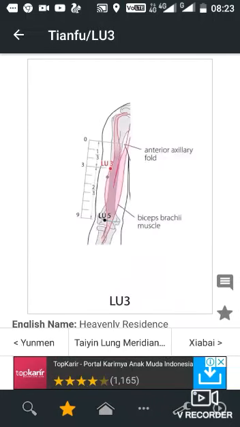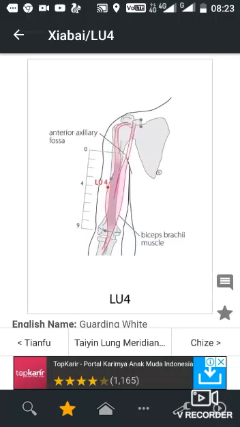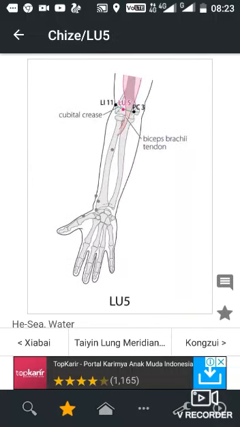Lu 3, location. On the radial border of biceps brachii, 3 cun below the end of the anterior axillary fold. Lu 4, location. On the radial border of biceps brachii, 4 cun below the end of the anterior axillary fold, or 5 cun above the transverse cubital crease. Lu 5, location. In the transverse cubital crease, on the radial side of the tendon of musculus biceps brachii.